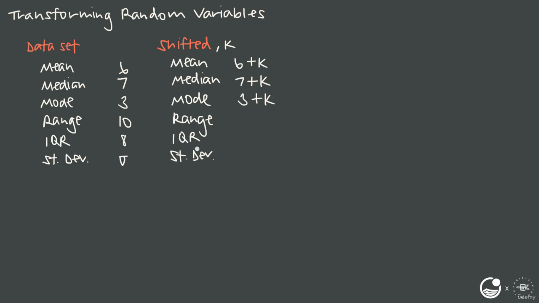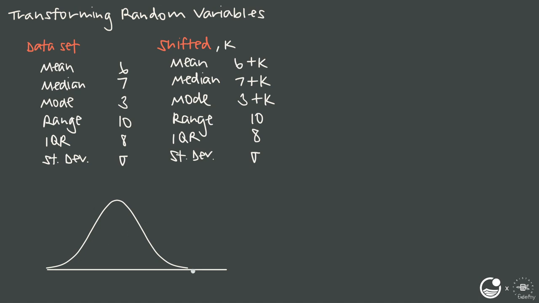But the range and the interquartile range won't be affected by the shift of adding k to the dataset. The range and interquartile range will still be 10 and 8, and the standard deviation is also not affected. So the standard deviation will still just be equivalent to the standard deviation from the original dataset. And the reason for that, if we think about it, is that we could sketch a hypothetical probability distribution for the original dataset. Let's say that the distribution for the original set looks something like this.